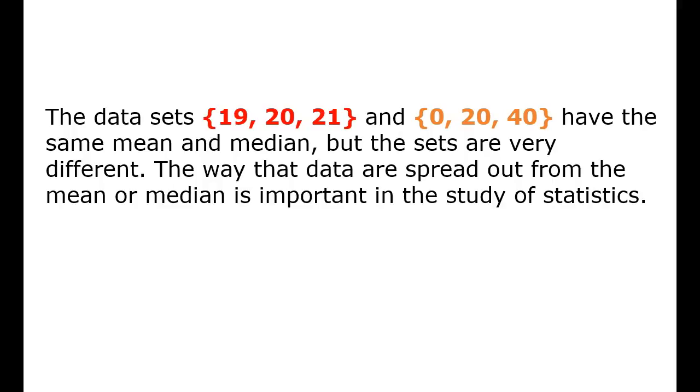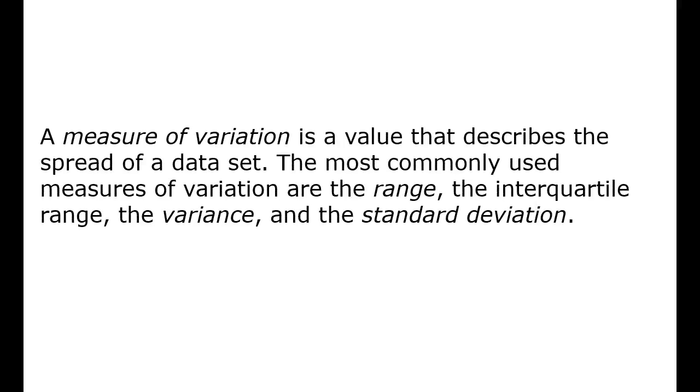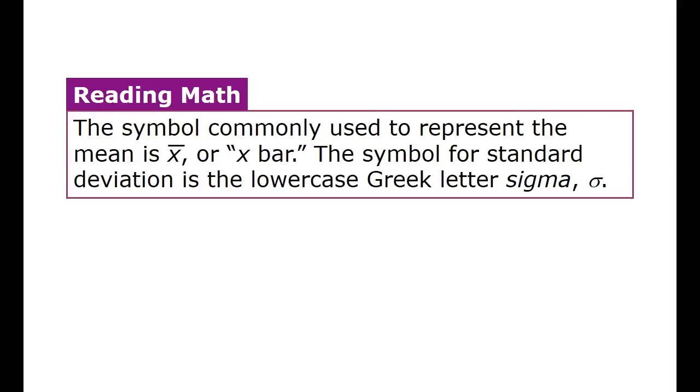We also want to talk about how spread out the data is from that mean or median. And we call this variation or variability. A measure of variation is a value that describes the spread of the data set. You have probably used measures of variation before, like the range and perhaps the interquartile range. But we also want to discuss the variance and the standard deviation.